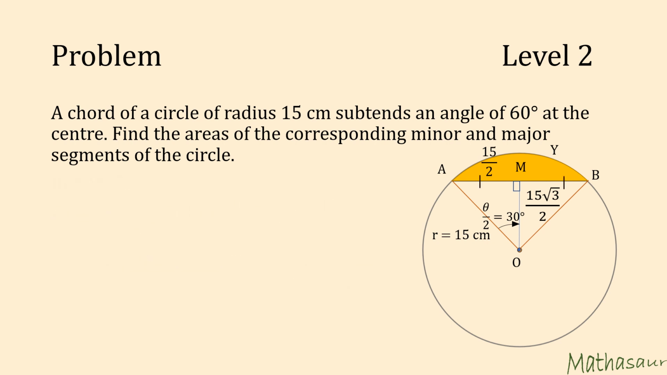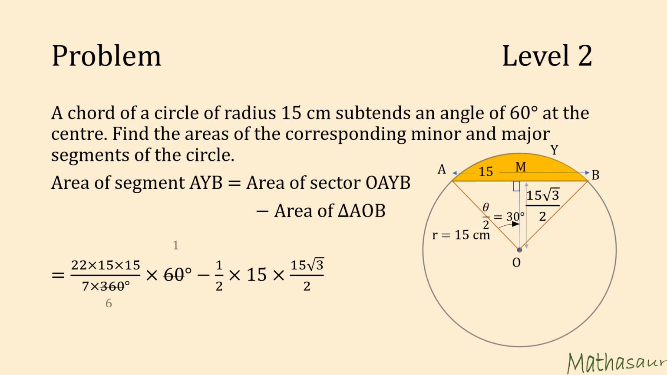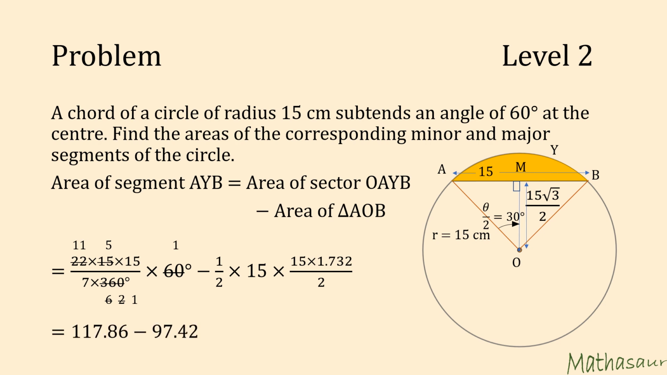Recall that AM would be equal to BM since the two triangles were congruent. So AB would be equal to twice of AM or 15 centimeters. Now let us find out the area of segment AYB. It would be equal to area of sector OAYB minus area of the triangle AOB. Now let us quickly apply the formulas for the areas of the sector and triangle and substitute the values. Upon simplifying, we see that the area of segment AYB is 20.44 centimeters square.